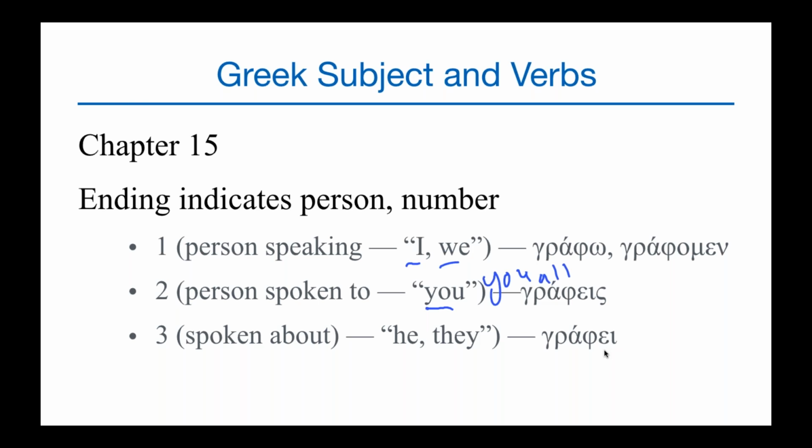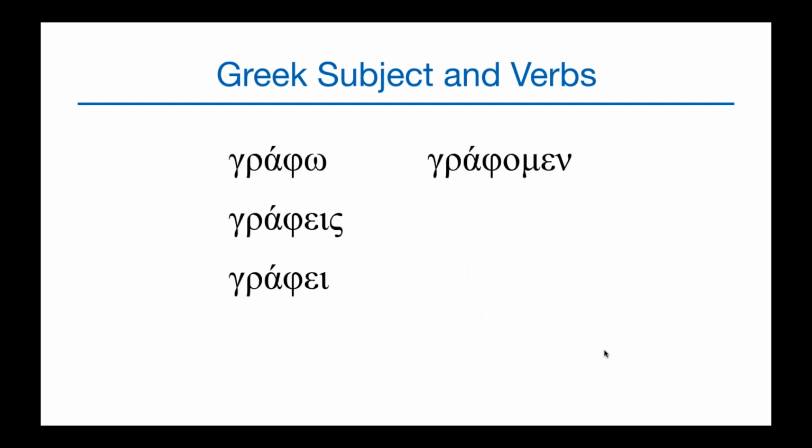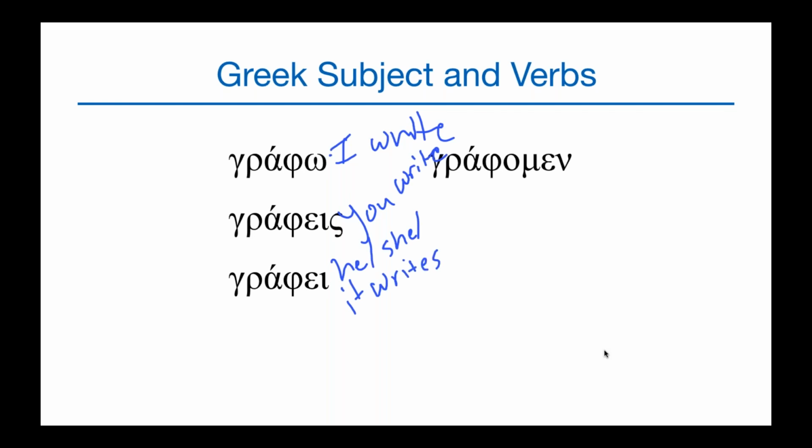First person, I or we. Second person, you or you all. Third person, he or they. We kind of went through this. So grapho is I write. Graphes is you write. Graphei is he, she, or it writes. Graphomen is we write.